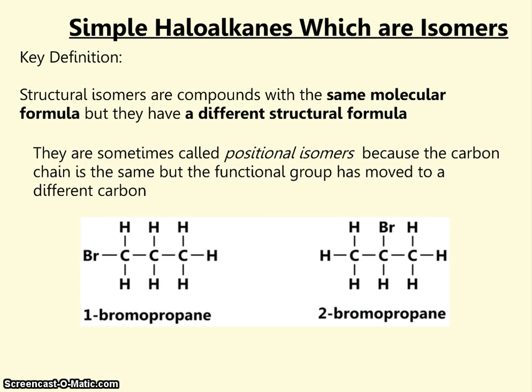Okay, now we're going to look at positional isomers. 1-bromopropane and 2-bromopropane are a nice example of positional isomers. What you can see is that the carbon backbone or carbon chain is unaffected, but the position of the functional group, in this case the bromine, has moved down the chain from carbon number 1 to carbon number 2.